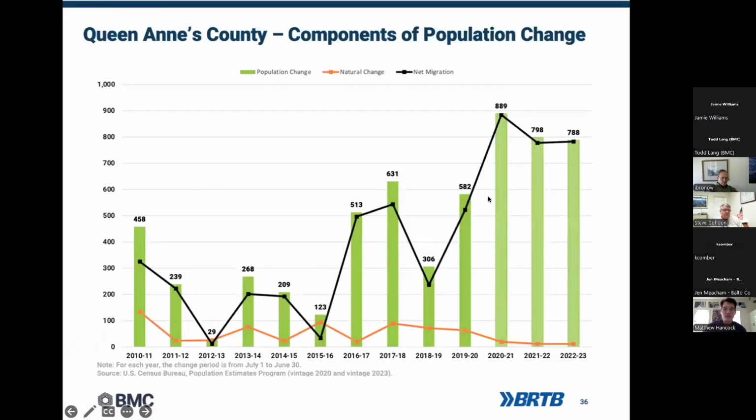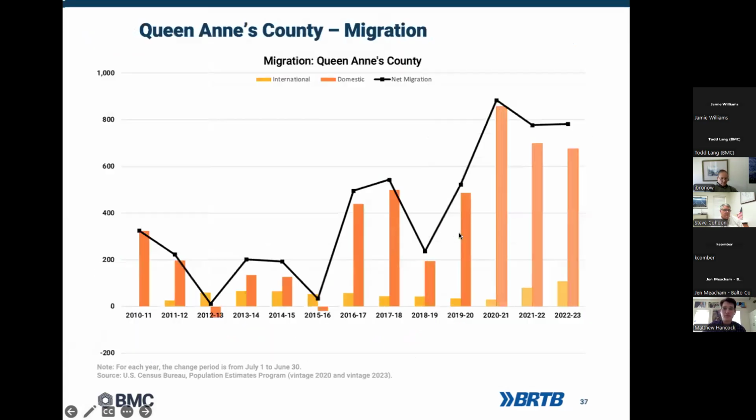You'll see natural change is relatively flat here, with migration leading any type of growth. And again, you'll see that domestic migration is going to be the main driver here, with international migration remaining relatively low, but stable.